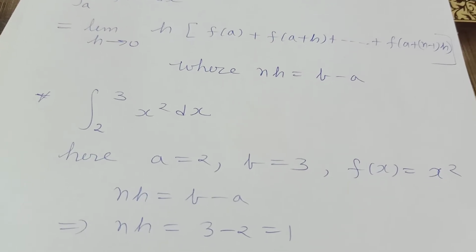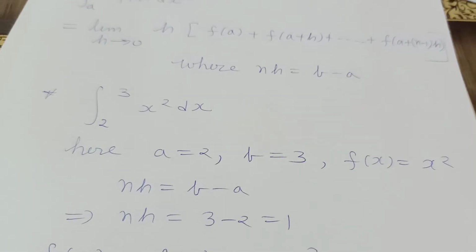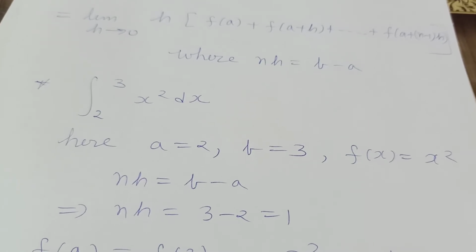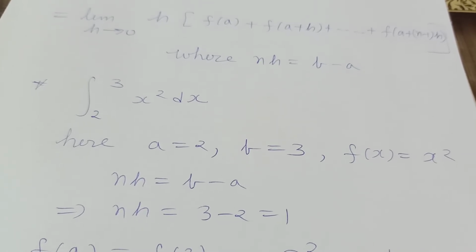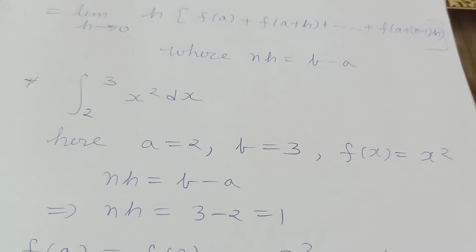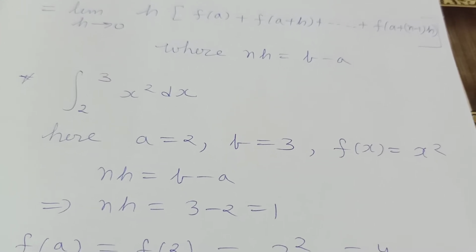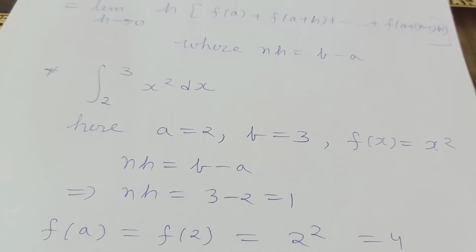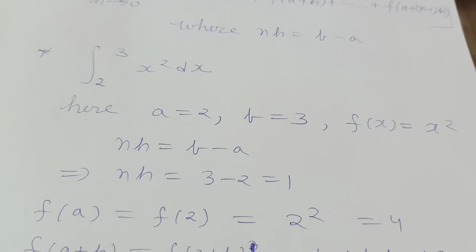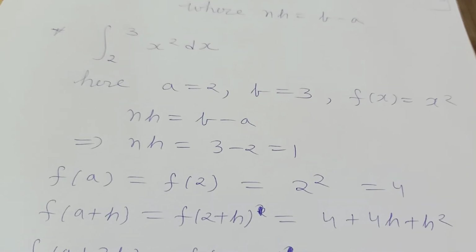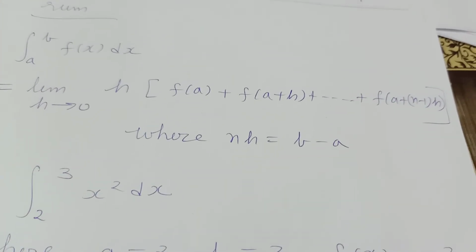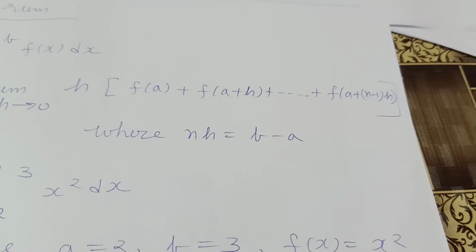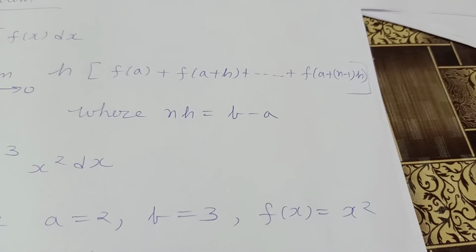Now we are solving this particular integral. Lower limit is 2, upper limit is 3, and the function is x square. So the lower limit a is 2, the upper limit b equals 3, and f(x) equals x square. Now nh equals b minus a gives nh equals 3 minus 2, that is 1. According to the requirement of the formula, we will find the value of f(a plus h), and finally f(a plus (n minus 1)h).